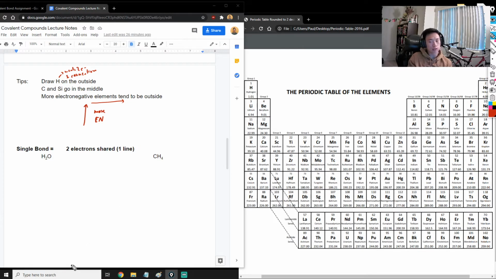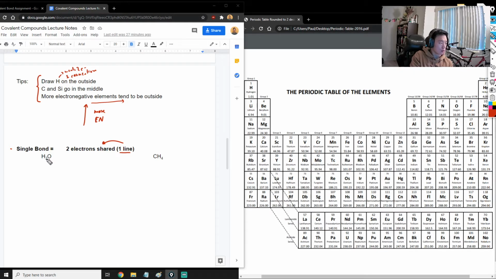And these will make more sense as we do some examples, but I wanted to give you guys a tip so that you guys can write them down so you have them right off the bat. Okay, so first we're going to talk about structures that have a single bond, where 2 electrons are shared, and we draw one line. Just remember that one line equals 2 electrons.